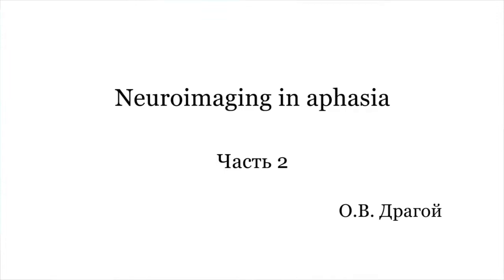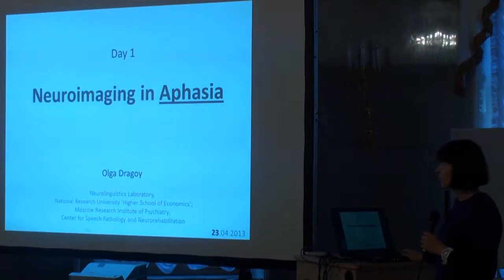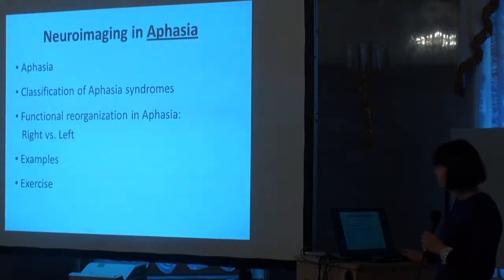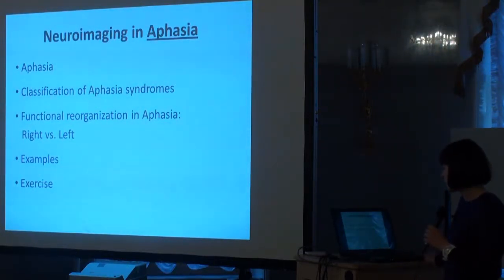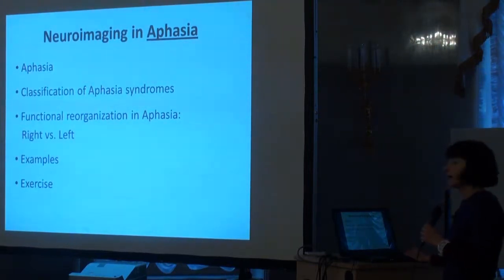We're going on with neuroimaging and aphasia, and yesterday we focused more on the aphasia part of the title, and we discussed the definition of aphasia, two different classifications of aphasia syndromes. I gave an overview of functional organization of aphasia and the role of the right and left hemisphere organization. We discussed some paper examples, and you successfully fulfilled the exercise.